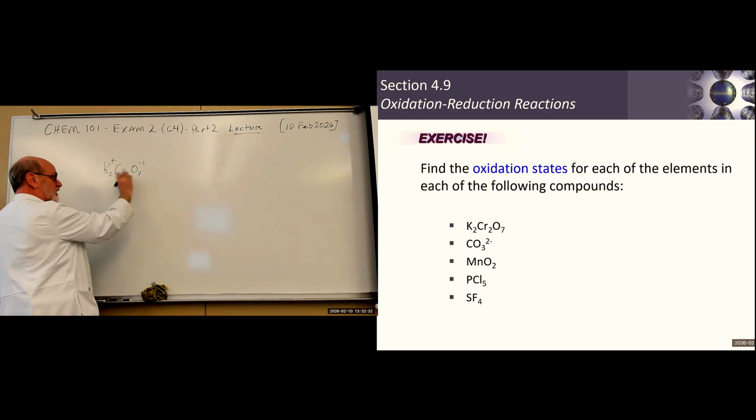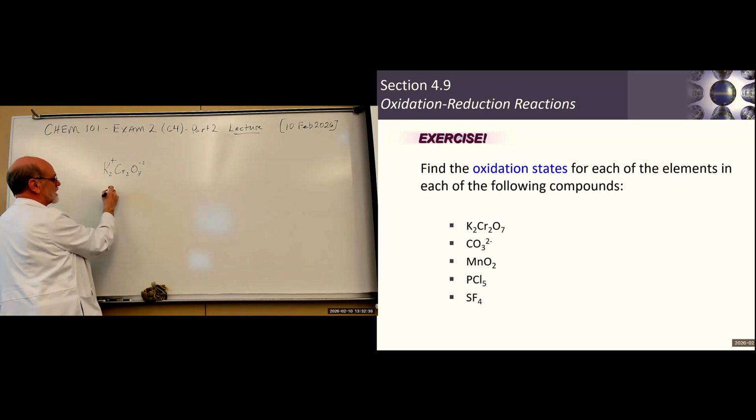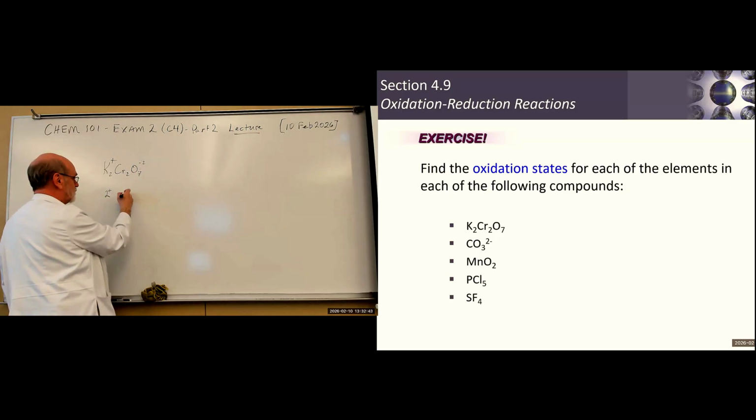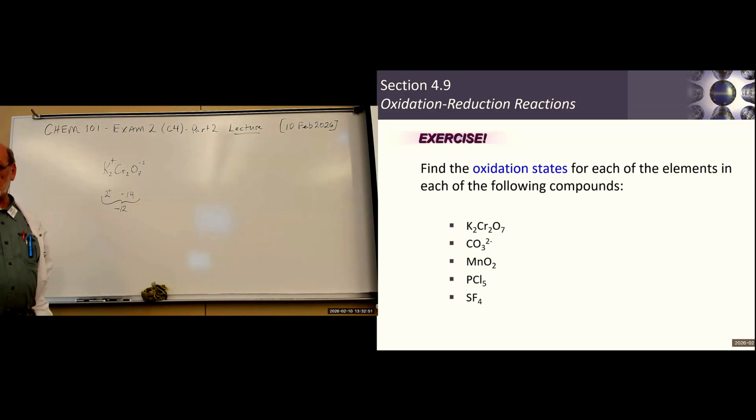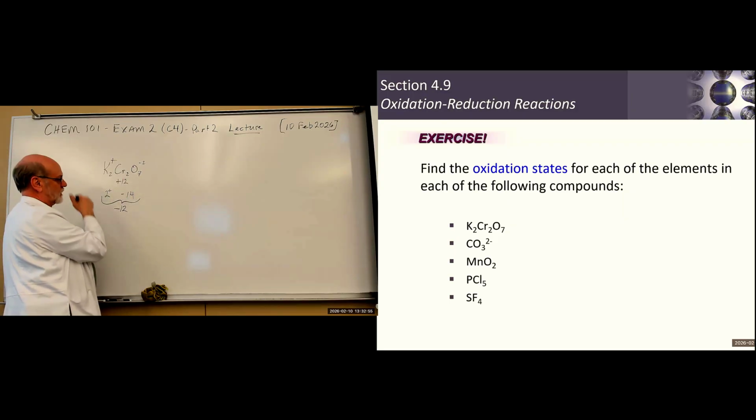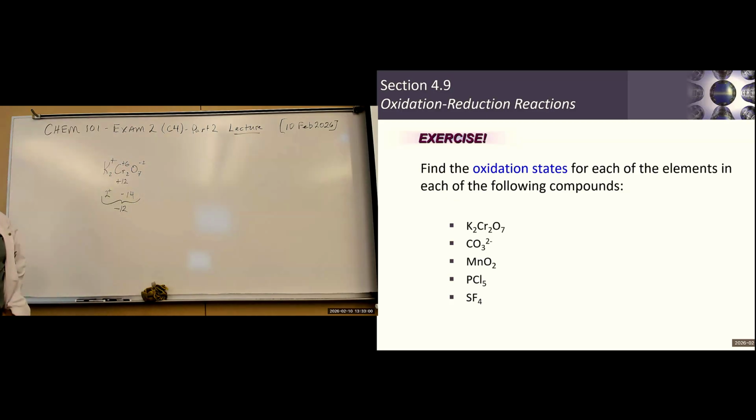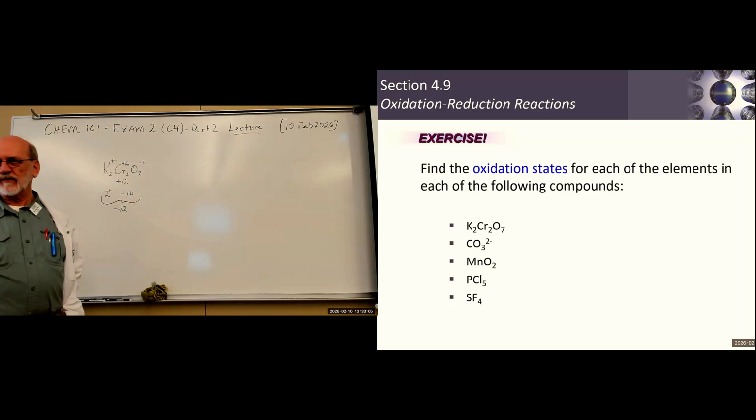So if we just combine this one and this one, what do we have? Well, we have 2 pluses, and we have a minus 14, don't we? So we combine them and we get a minus 12. That's what chromium has to balance. So these 2 chromiums have to be a plus 12 together. That means each one of them is a plus 6. That's what's known in the EPA as hexavalent chromium.